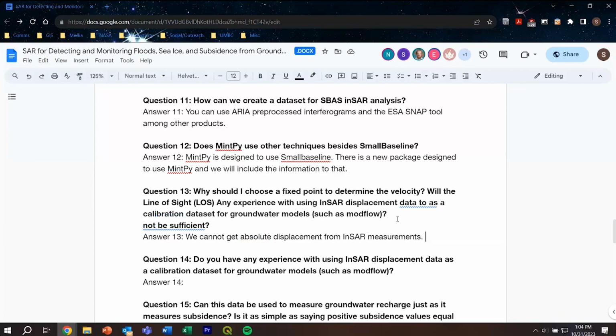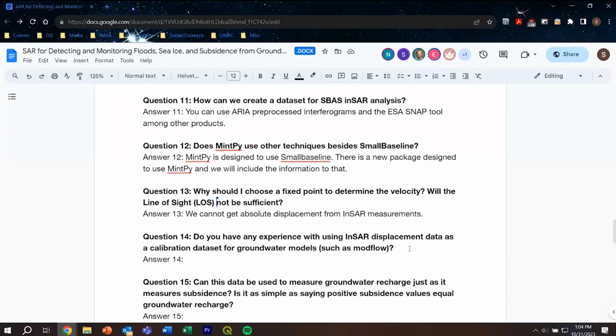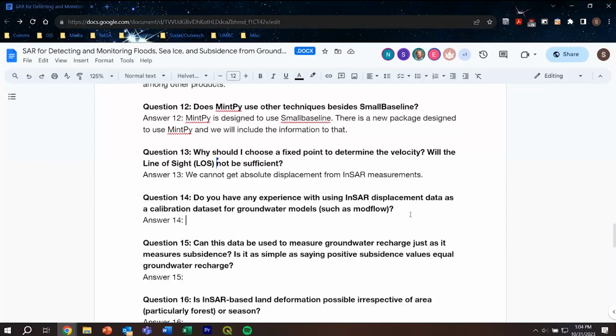There's a second part of this question here. Yeah, actually, that's an additional question. So the next question is number 14. Do you have any experience with using InSAR displacement data as a calibration data set for groundwater models, such as MODFLOW, for example? I have not done this, but other people have used InSAR displacements to better understand the flow of groundwater.